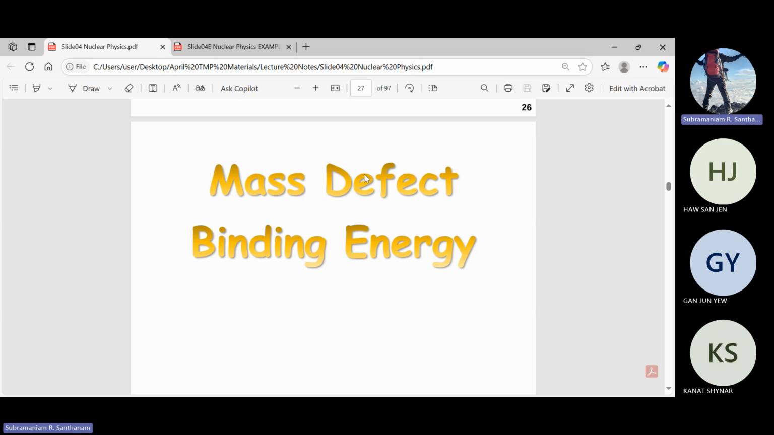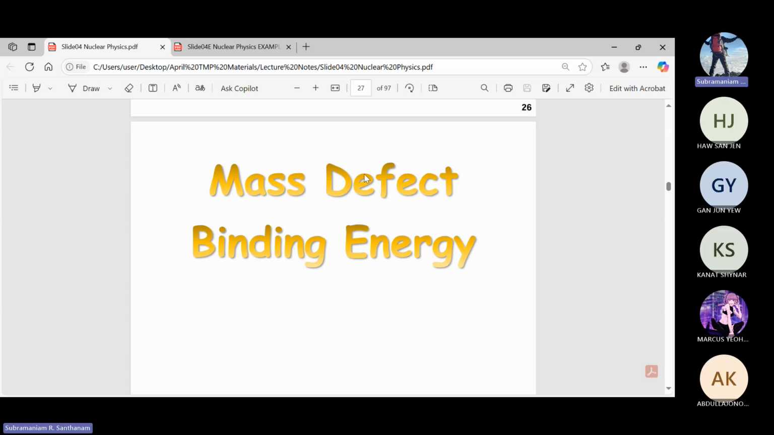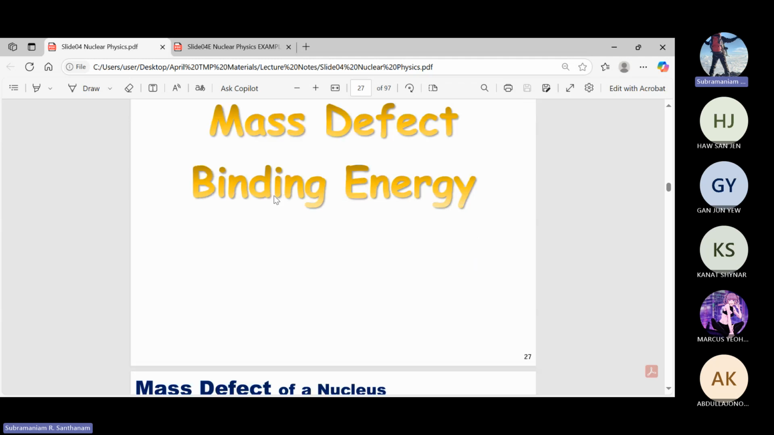So later you will look at a graph which shows how the binding energy changes for a nucleus when we compare it against the number of nucleons, or number of protons. So how the stability of the nucleus changes with the number of protons or the binding energy. That one we will go into later.